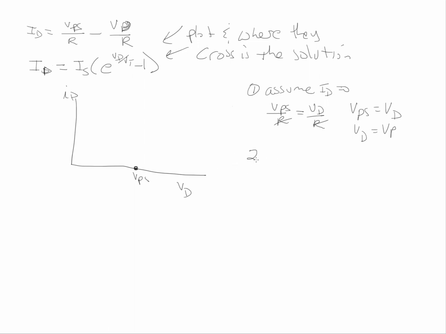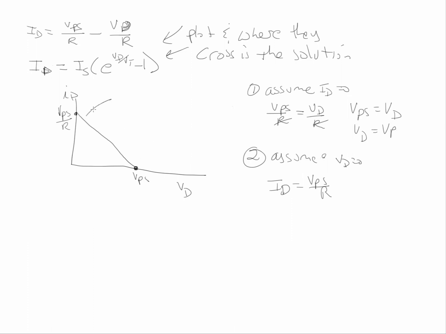And then assume your other variable, VD, is equal to 0. Now if we assume VD is equal to 0, we get ID is equal to VPS over R. Again, that's just the first equation, setting the second term to 0. So if VD is equal to 0, that's on this vertical axis, and we'll say VPS over R. Okay, and then you can just connect the lines together.